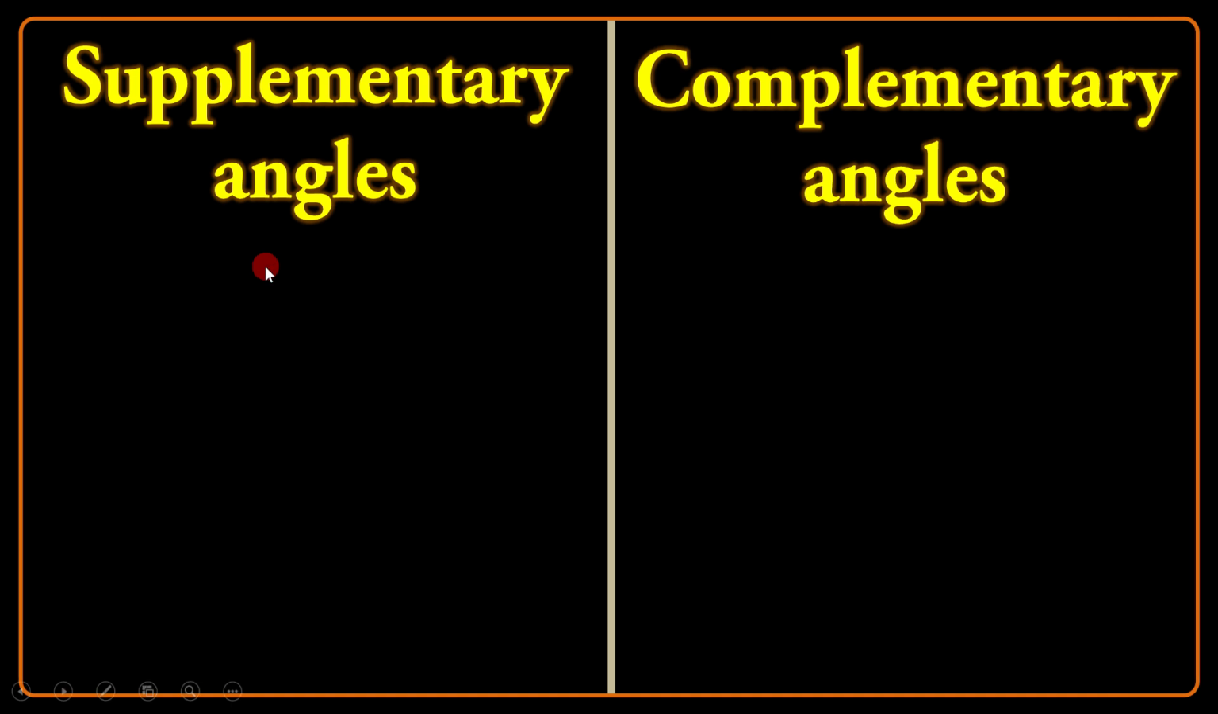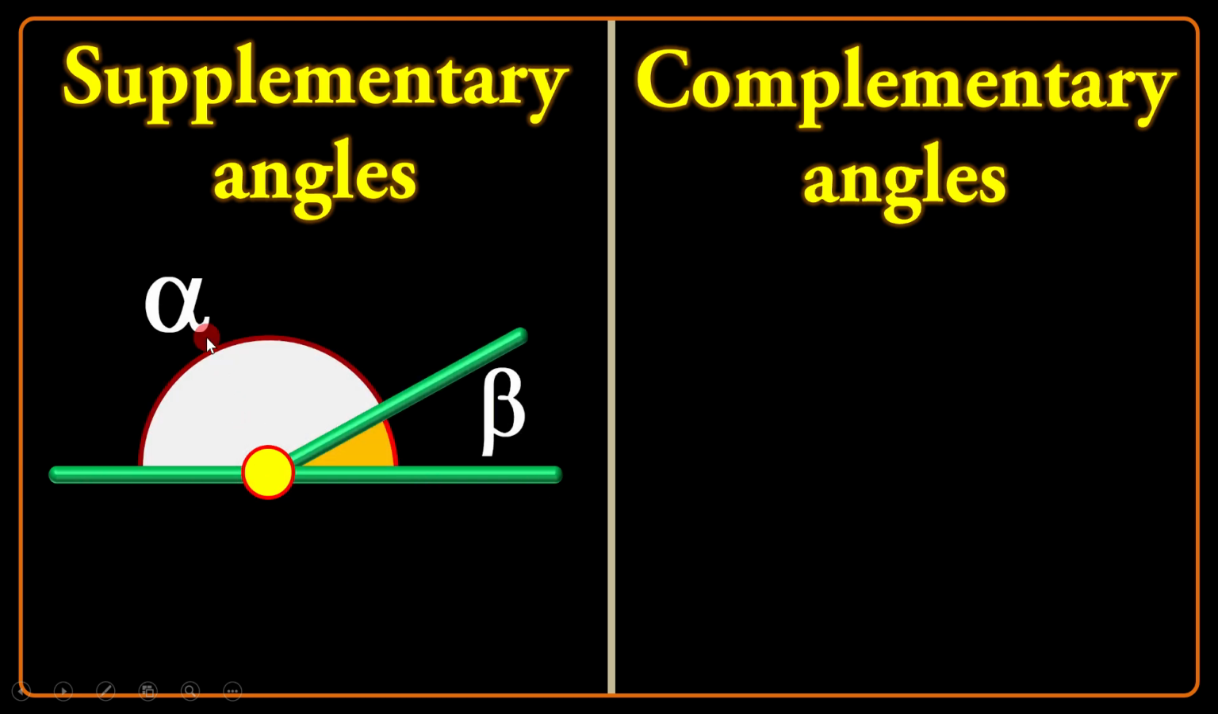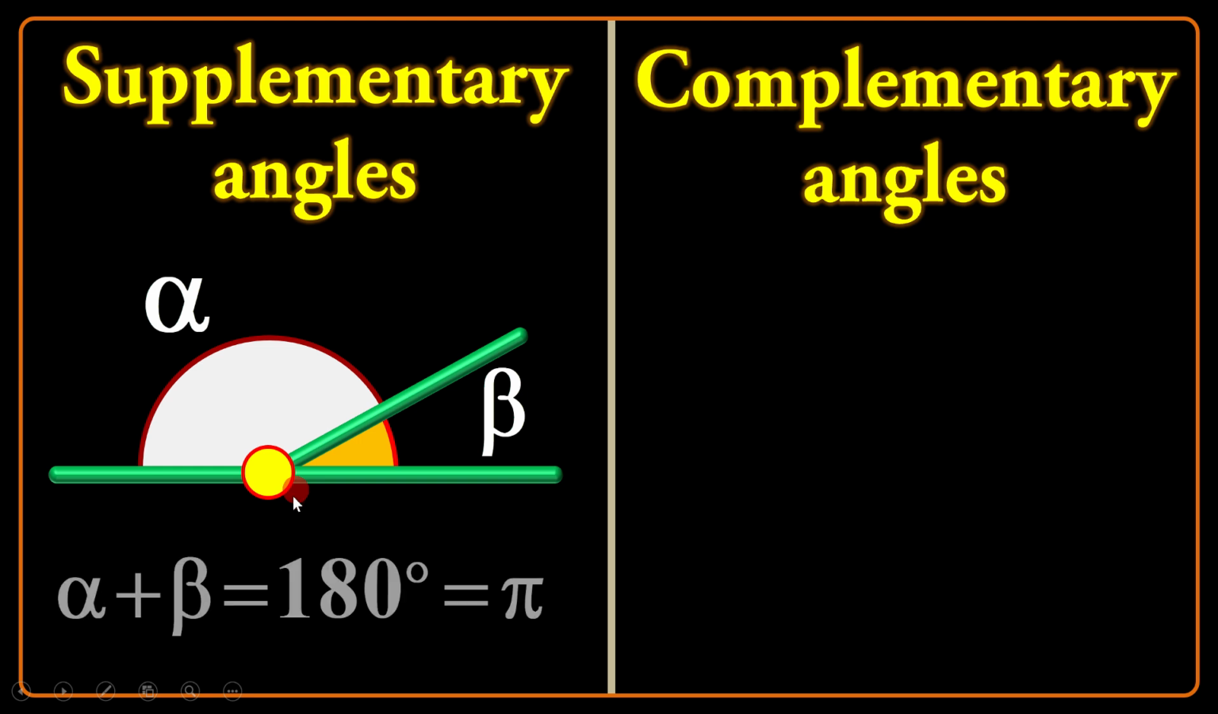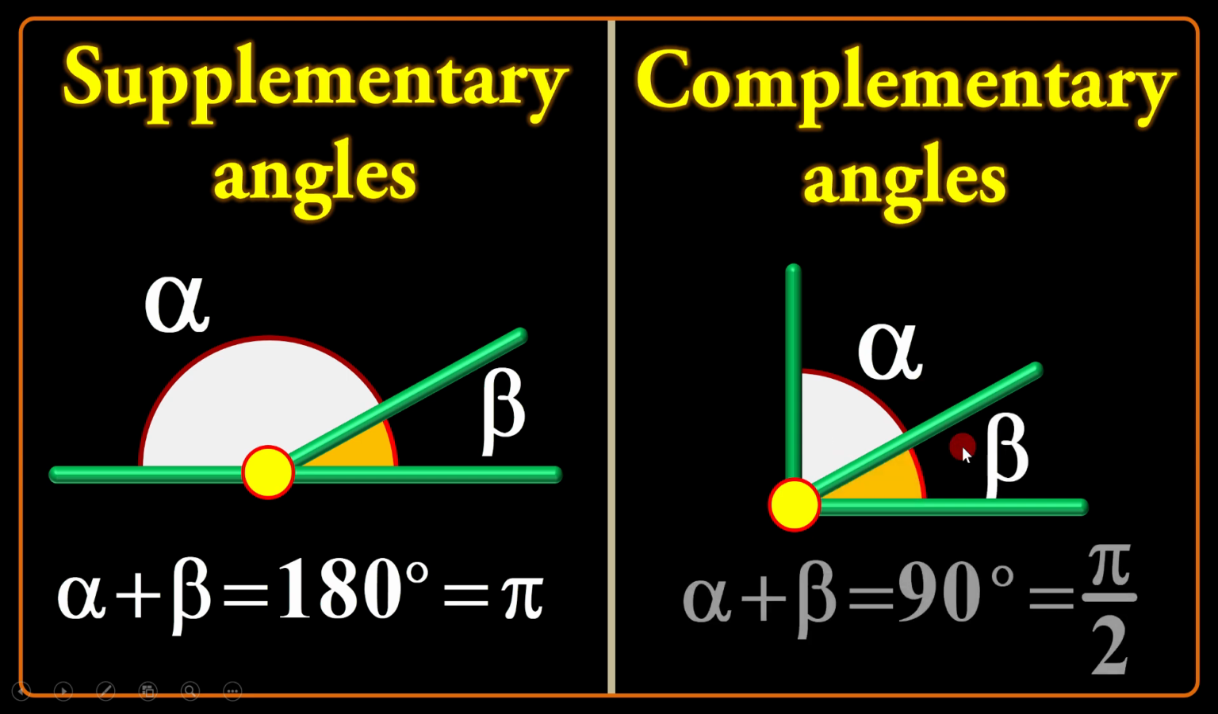Let's continue by defining supplementary angles and complementary angles again. You know that if you divide a straight angle into arbitrary angles of alpha and beta, alpha and beta will add up to make a straight angle. So alpha plus beta will be 180 degrees or pi radians. Complementary angles will add up to make exactly a quarter or 90 degrees. So alpha plus beta will be 90 degrees or pi over 2 if they are complementary angles.